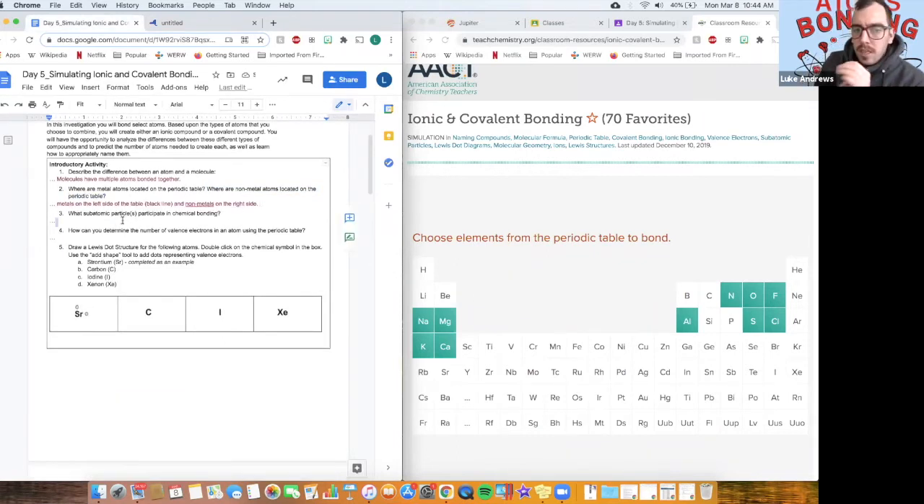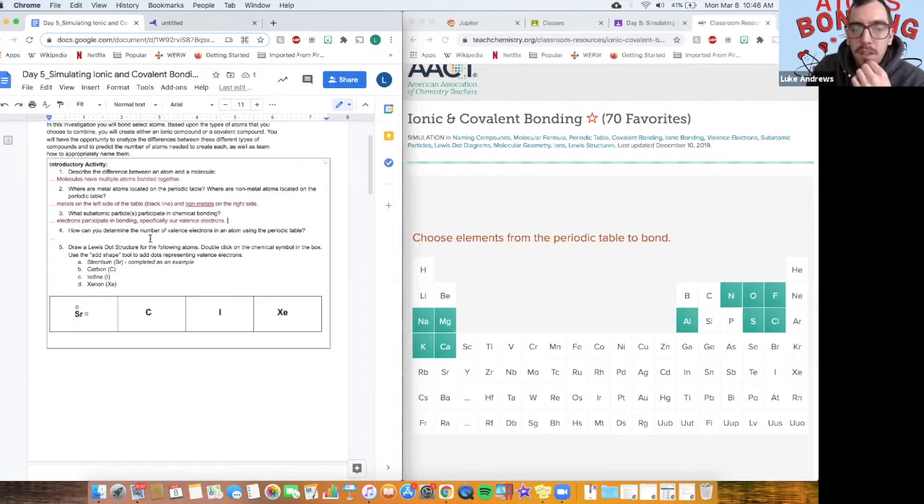So what are these subatomic particles that participate in bonding? Subatomic particles are the particles that make up our atoms. That would be protons, neutrons, and electrons. Which ones are responsible for chemical bonding? I will give an answer in the chat. Oh, thank you. Yes, Awa, electrons. I missed that. Thank you. Yes, the electrons participate in bonding, specifically our valence electrons, the electrons on the very outside.